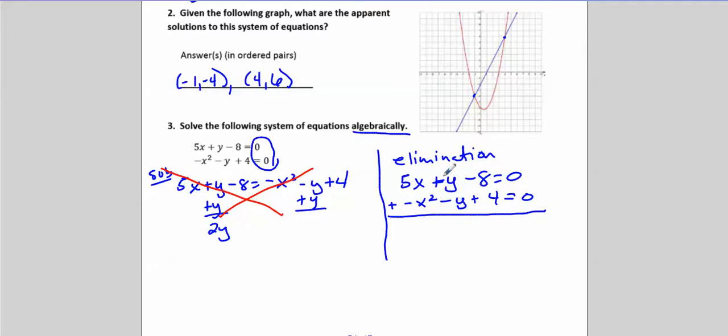Because what happens here is my y's will cancel out. So I'll add these two. They're not like terms. So I just get negative x squared plus 5x. I'll add these two. And those are like terms and they cancel out. And then I'll add these two and I get negative 4. Alright, so this looks like something I can factor, but I don't like to have a negative leading term, so I might just divide both sides by negative 1 to get rid of my negative leading term.